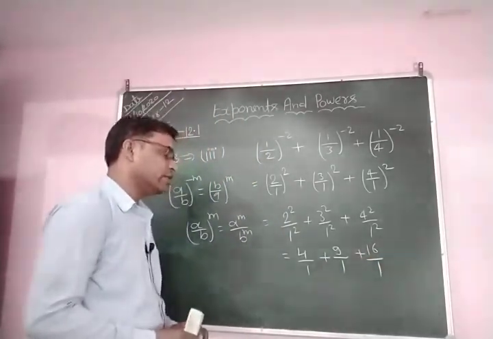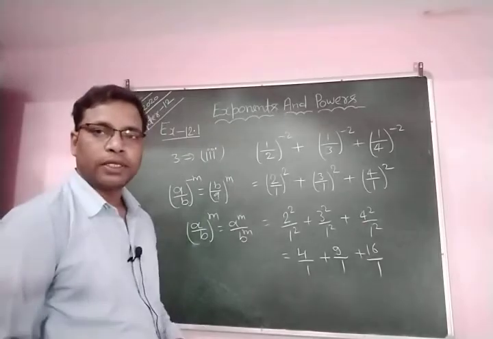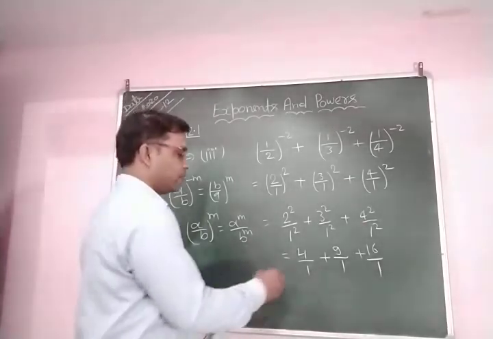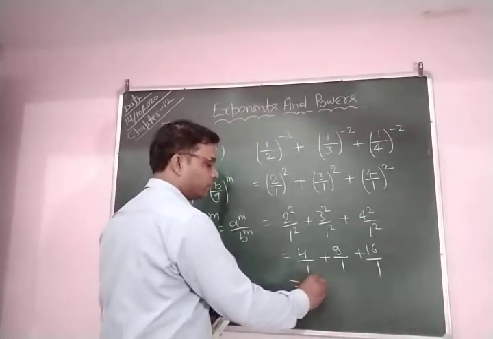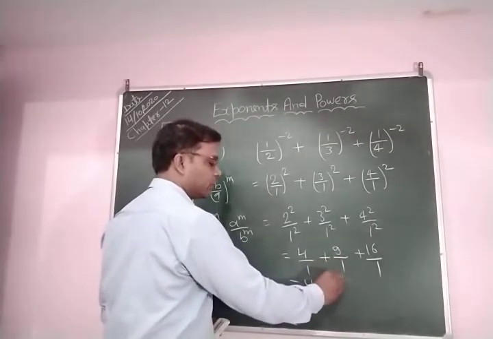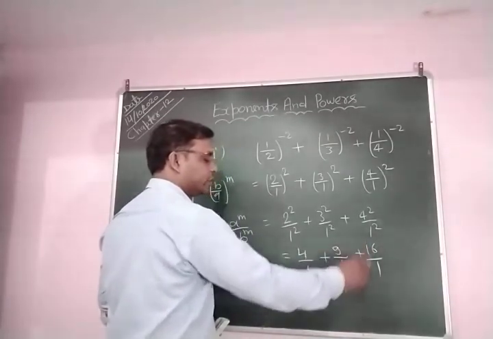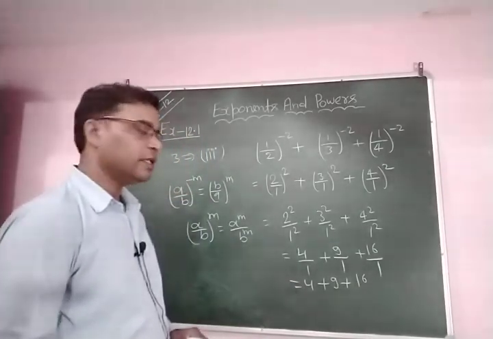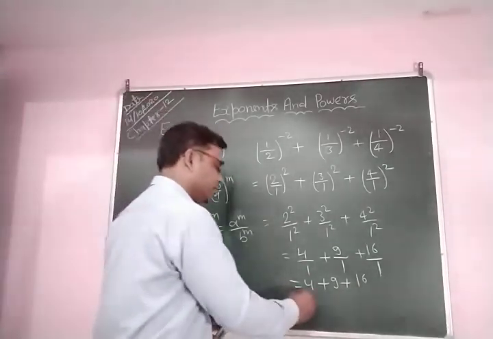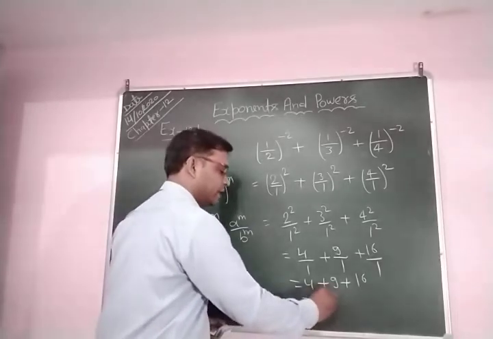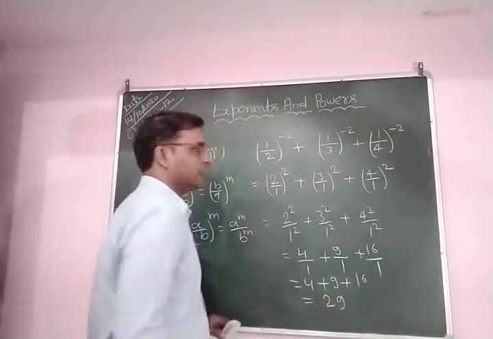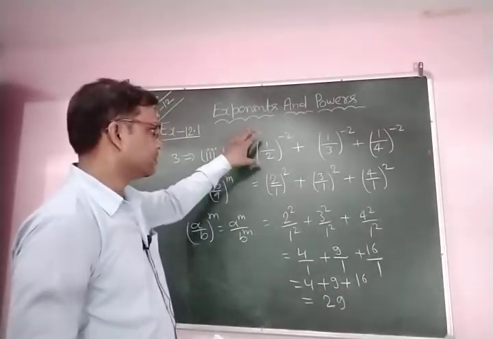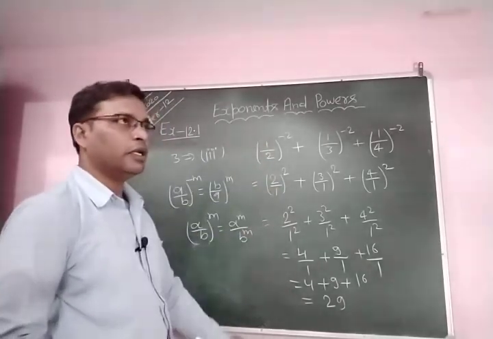This is clear now. So 4 by 1, this is equal to 4. 9 by 1, this is equal to 9, plus 16 by 1, this is equal to 16. Clear? Now, if you add them, then you obtain 29. Clear? The value of the given question is 29.